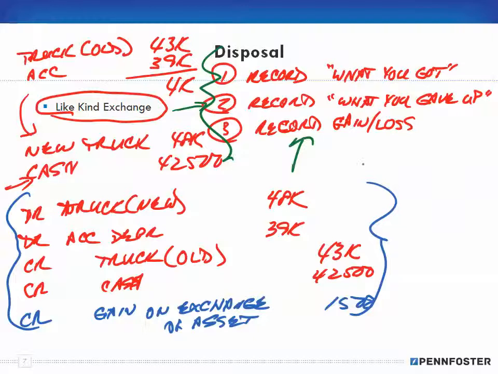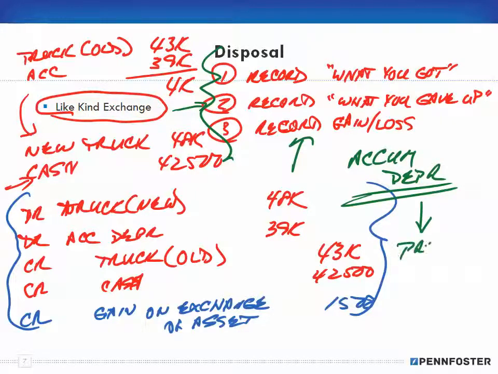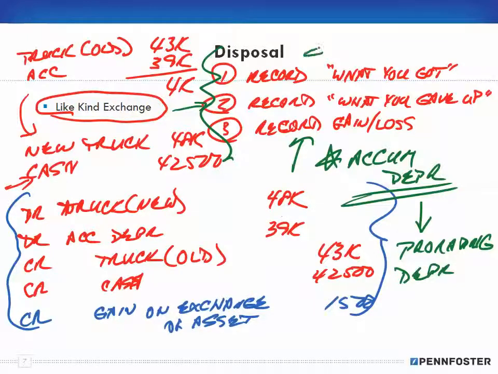Also remember that when you go to do the disposal, you have to make sure that your accumulated depreciation is up to date. That means you're going to have to use that idea of prorating your depreciation, prorating the depreciation for whatever period of time up to the moment that you're actually disposing of the asset. So that's the first thing that you look at. Then go through the step-by-step process. Bring your accumulated depreciation up to date, then go through the step process, in order to make the appropriate journal entry.